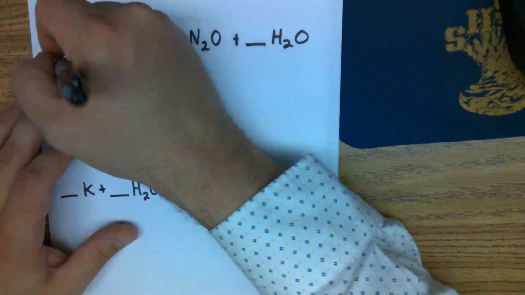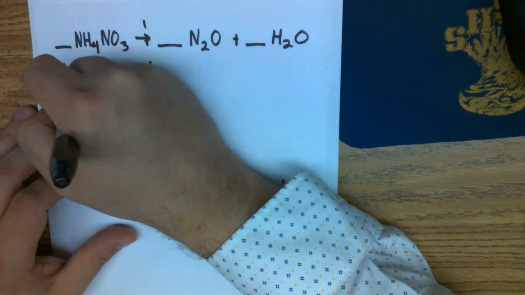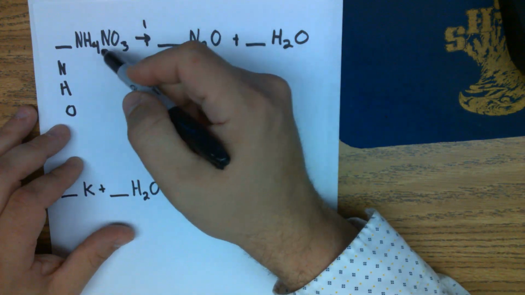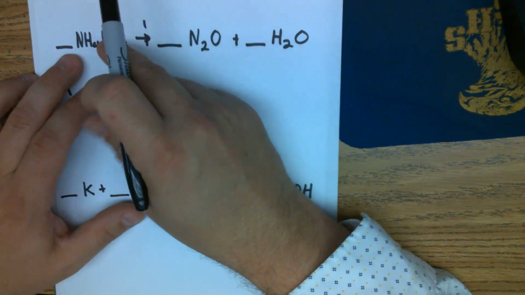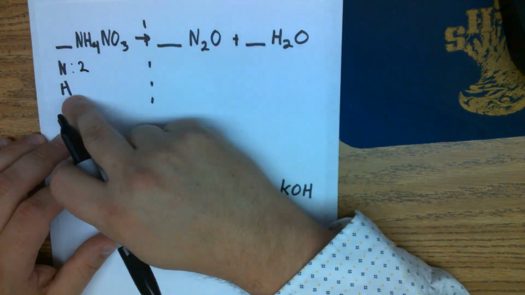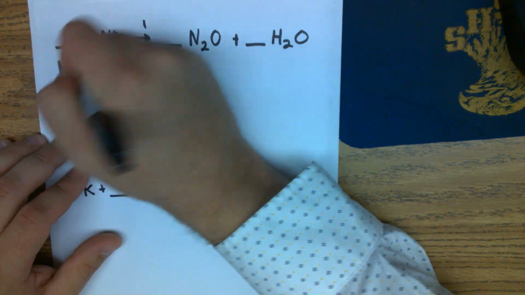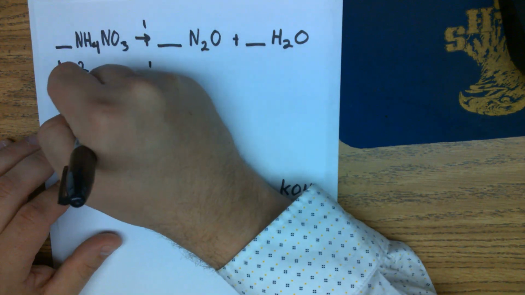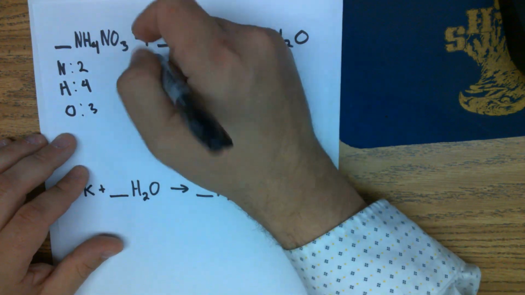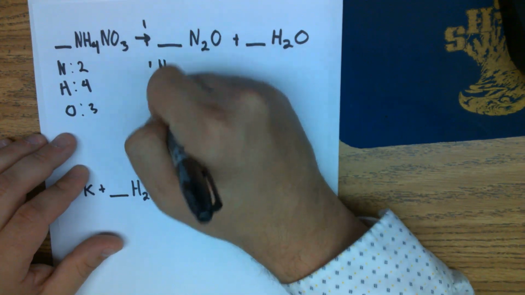So to look at our elements, we're going to have N, H, and O. So N, H, and O. If we're counting them up, N, we have two N's, one here and one here. We have four H's, and we have three O's. So that's on the left-hand side. On the right, we're going to have the same elements, N, H, and O.